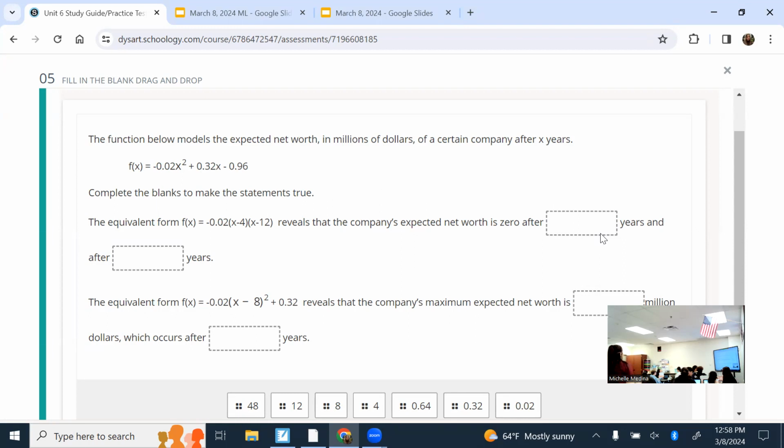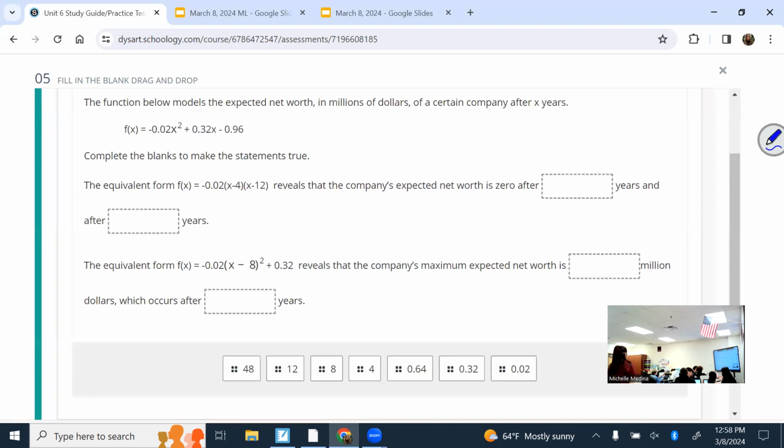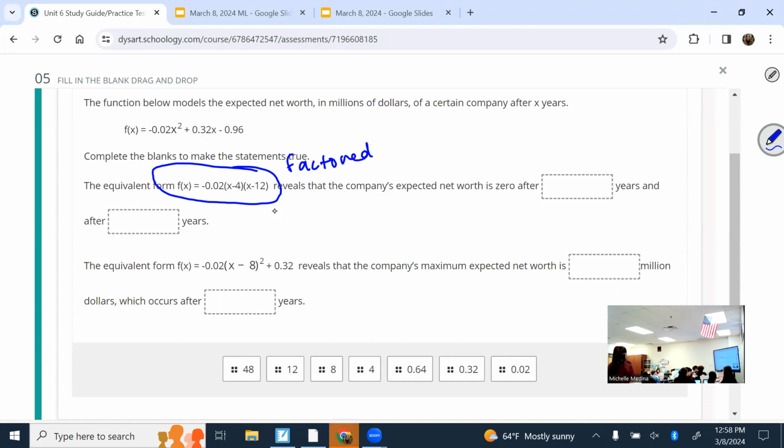All right, number 5 on the study guide. So we have the function below, modeling expected net worth after x years. Here's that equation. You're going to complete the blanks that make the statement true. It gives you an equivalent form of that equation. Can you guys tell me what form they're giving us right here? What do we call it when it looks like that? So they're giving us the factor form of the original equation.